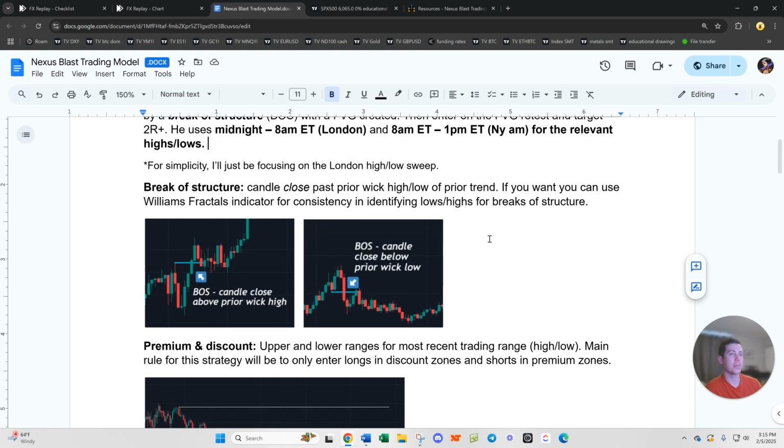For a few of these concepts, let me go into a little more detail. Breaks of structure, for those of you that aren't familiar, is basically a candle closing in a different direction from the way the trend was before. You can see with both these examples, the price closed, in this case, above the wick high and indicated a break of structure to the upside. And in the second example, price was trending to the upside, and then we had a candle closing below a previous low wick.